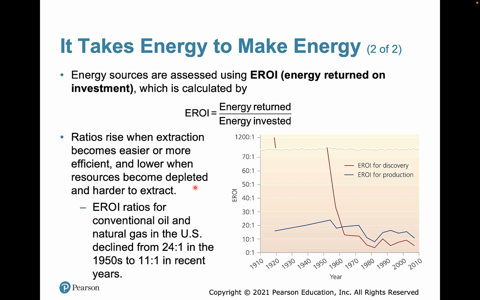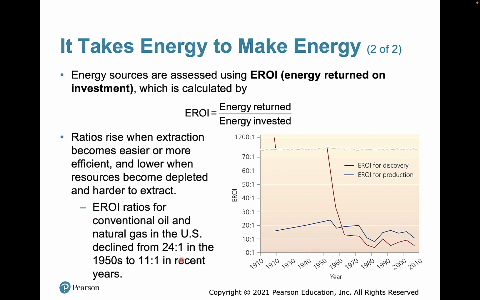There's less there, or it's harder to get at. All right, so here's an example: EROI for conventional oil and natural gas. The way you pull oil out of a well, natural gas comes out of a well too, before fracking and all that other stuff. It dropped from 24 units of energy for every unit of energy invested in the 1950s, down to 11 to 1 currently, okay?